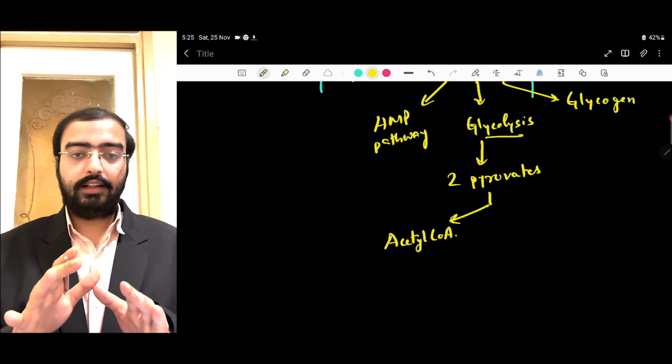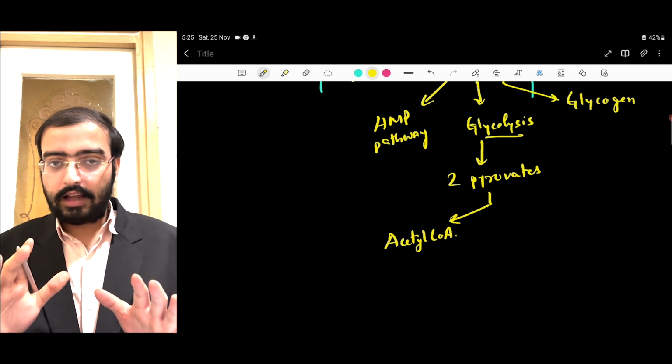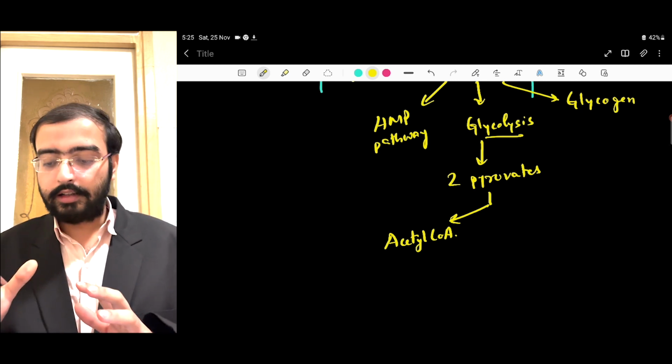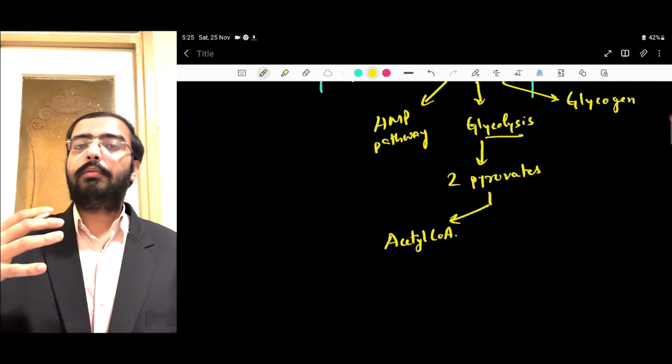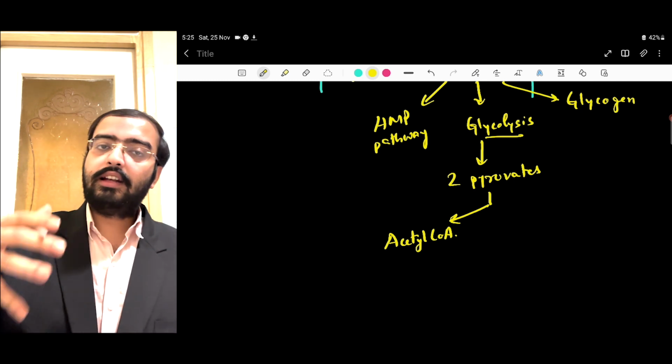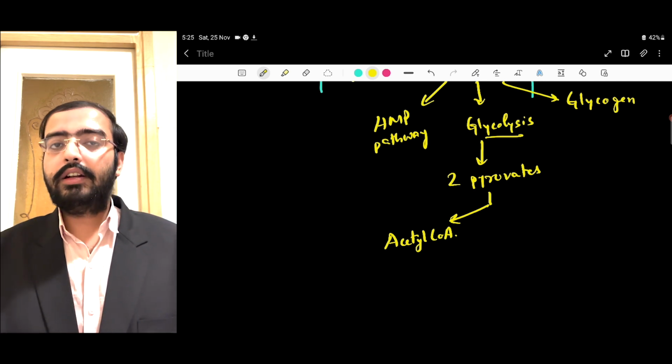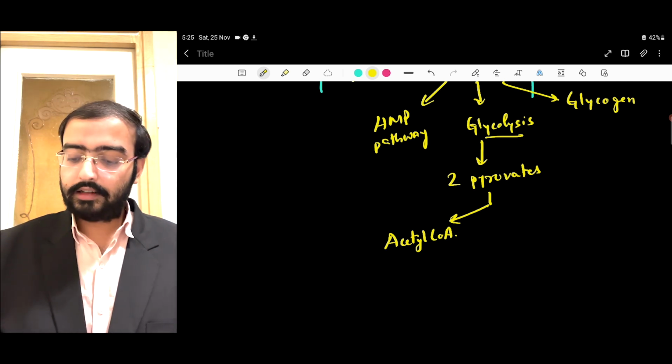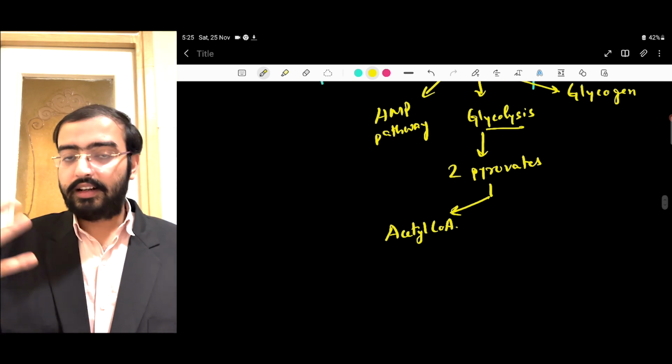In biochemistry, let's be very clear. All the reactions which happen are in some way linked with other reactions. So when we go on discussing all the topics, you will understand that each and every reaction is in some way connected to other reactions. They are connected with each other, and that is how the organism functions.